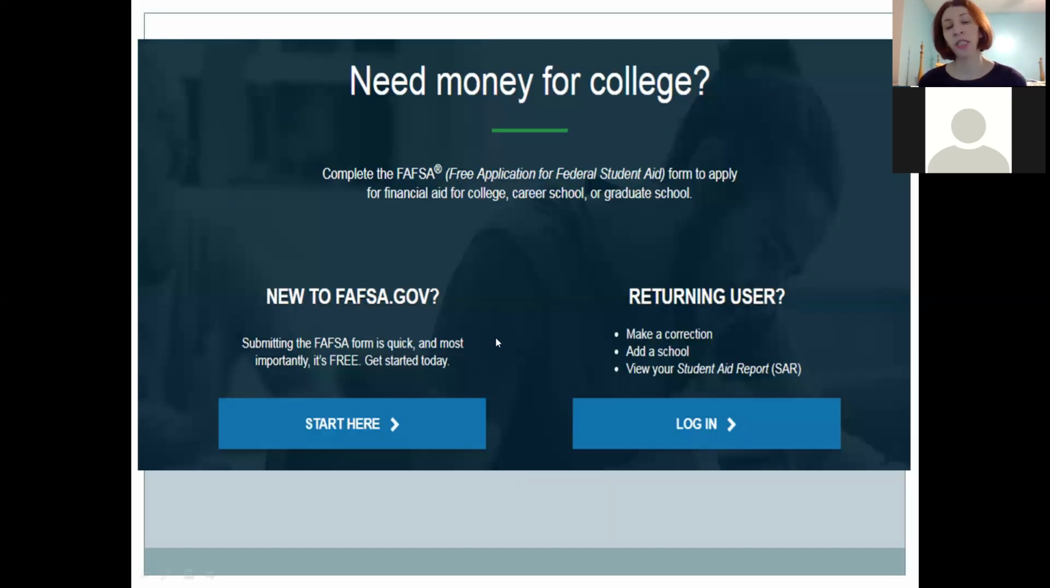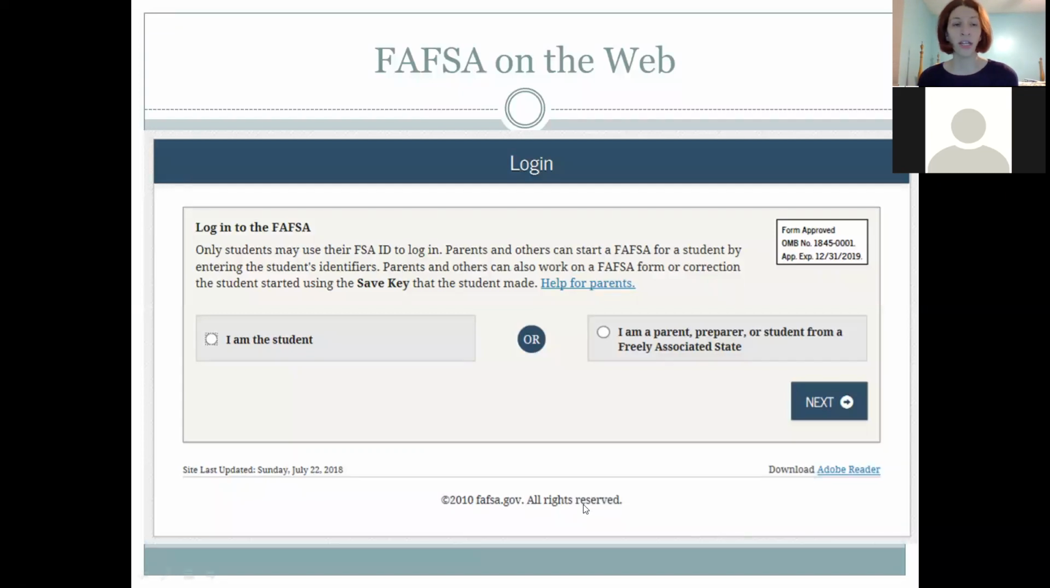If you're a returning user, you would click in. If you've maybe already started your FAFSA, need to make a correction or add a school, whatever you need to do, you would just go to login. Once you go to the login page, you're either going to say you're the student or you are the parent. Asking whether you are the student or the parent is really just to base how they present the questions to you. If you click I am the student, all the questions are going to be directed as, okay, as a student, did you have this information? Whereas when the parent signs in, it's going to say, did your student have this information? It's the same questions, just how it's presented. You select.